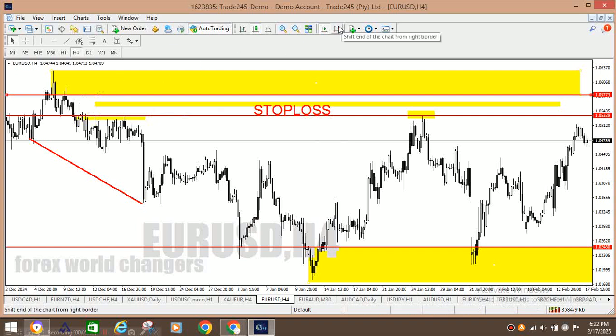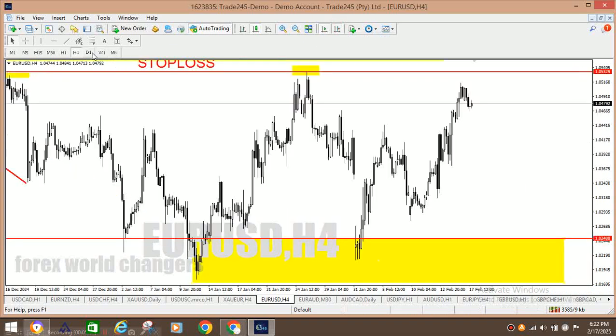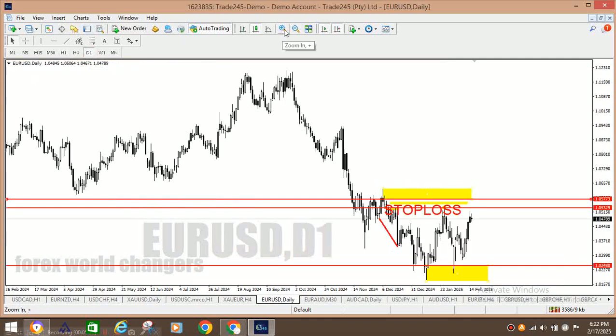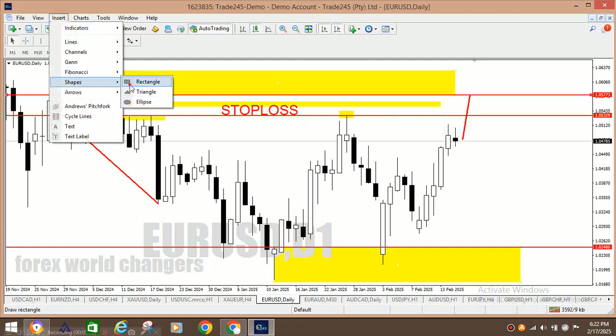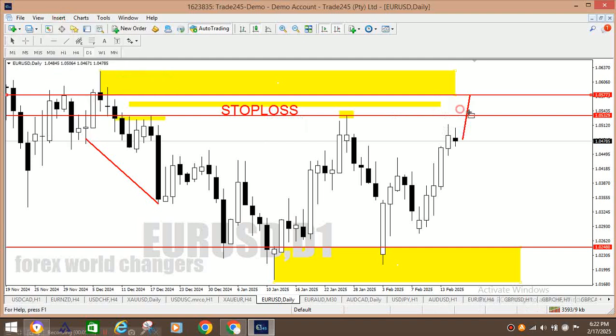So I'm expecting the price to do one thing right now. So let me just put it on the daily so we can see proper. I'm expecting the price to go up here and take all the stop loss, and then once it's taking all this stop loss here, it's gonna trap all the traders that are gonna enter here for a breakout. This is gonna be some sort of a breakout here.